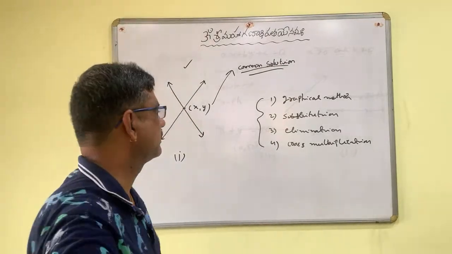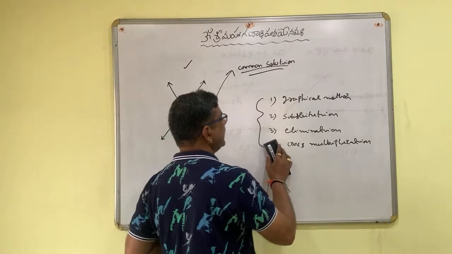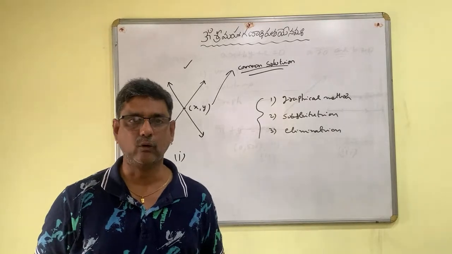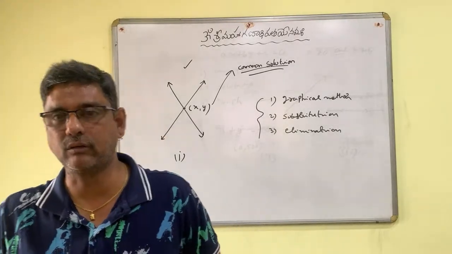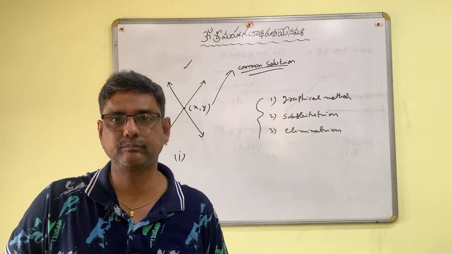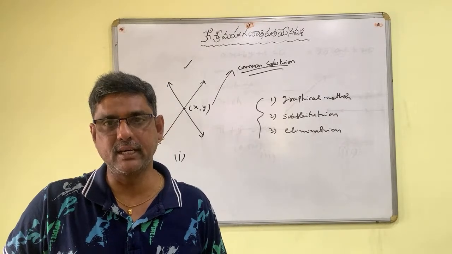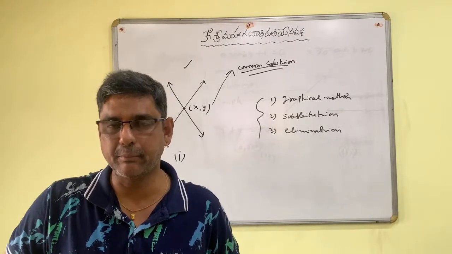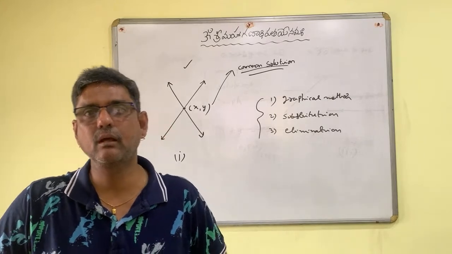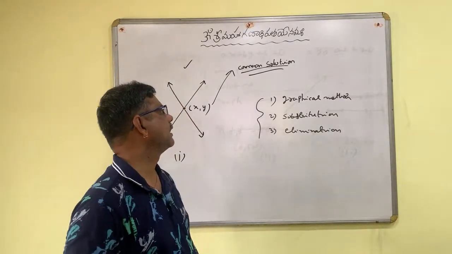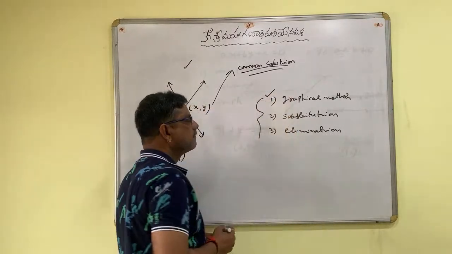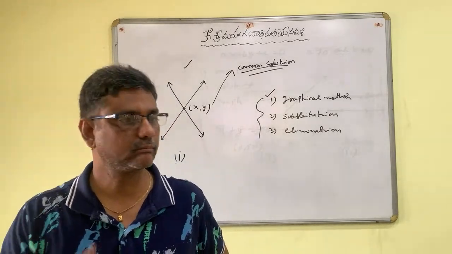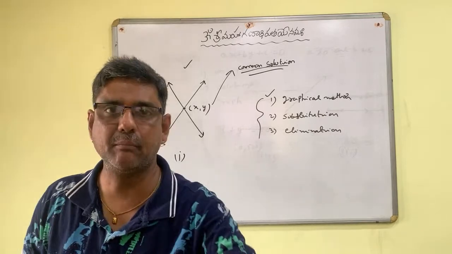But 2 or 3 years before, the last method, the cross multiplication method, was taken out. Now it was not there. We have only three methods: graphical method, substitution method, and elimination method. Now, the first one we are going to see, the graphical method.